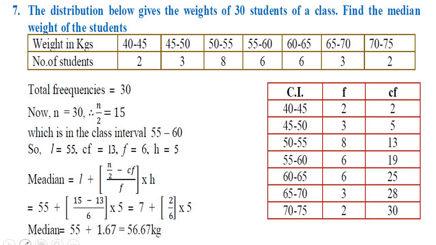Let us find the cumulative frequency. 2 as it is. Then 2 plus 3 is 5. 5 plus 8 is 13. 13 plus 6 is 19. Then 19 plus 6 is 25. 25 plus 3 is 28. 28 plus 2 is 30. Here add all this f, you will get n is equal to 30.